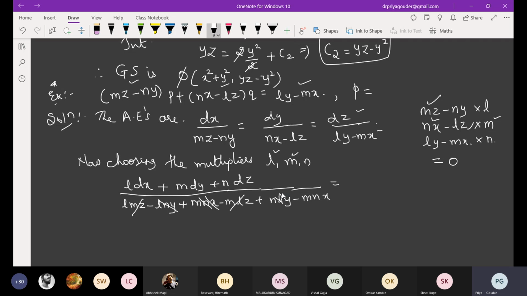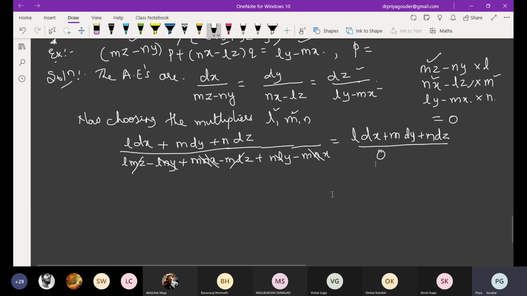That is an important part you should take. So this I'll write as L dx plus M dy plus N dz, divided by what remains? Denominator is 0. Okay. So here, if you just see, I can transfer this 0. It is just like A by B equal to C by 0.